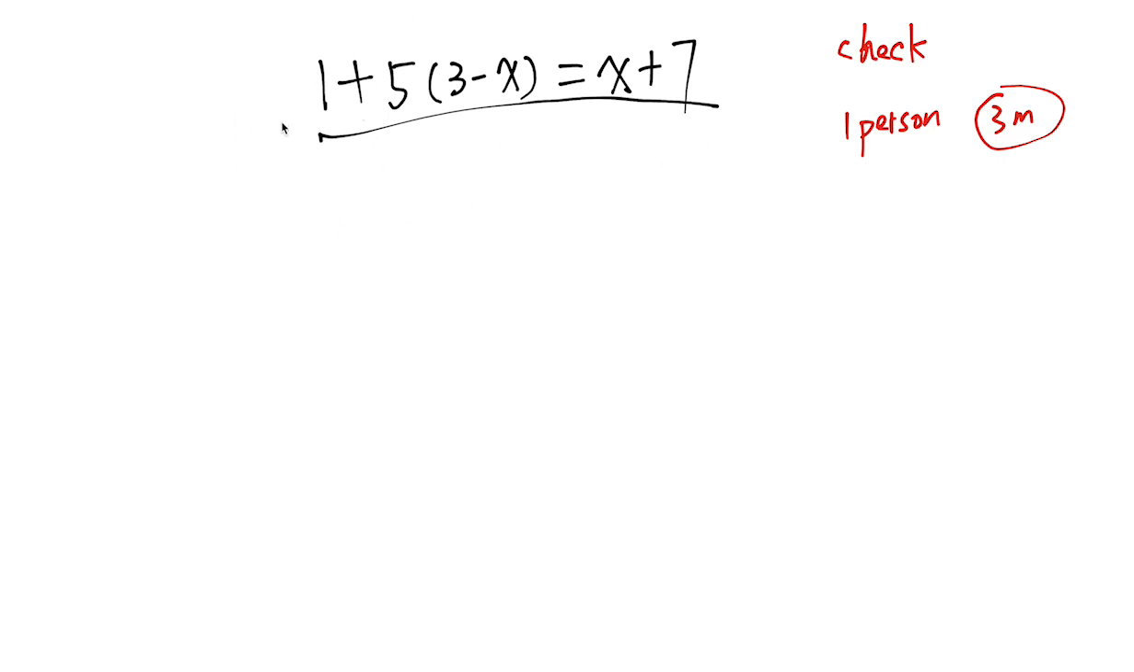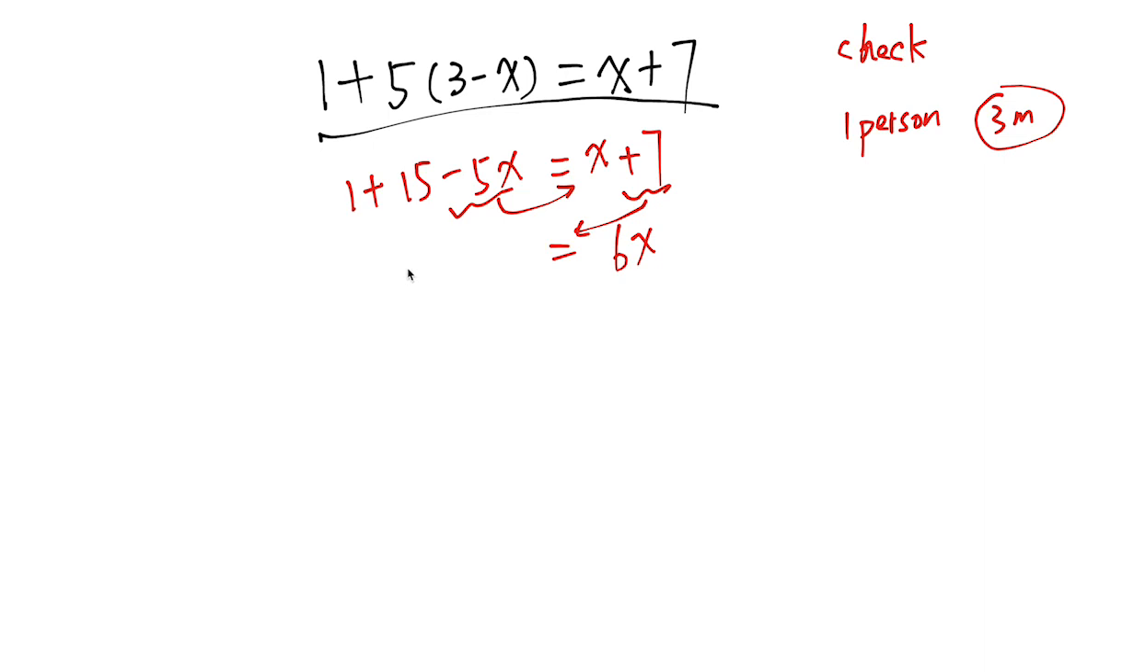So about this algebra equation, here's the homework question, and I picked it out to give you a way to help you know how to double check the answer. So let's solve this equation first. It will become 1 plus, open the bracket, 15 minus 5x equals x plus 7. And then move 5x to the right, it will become 6x, and move 7 to the left, it will become 16 minus 7. So 6x equals 9.